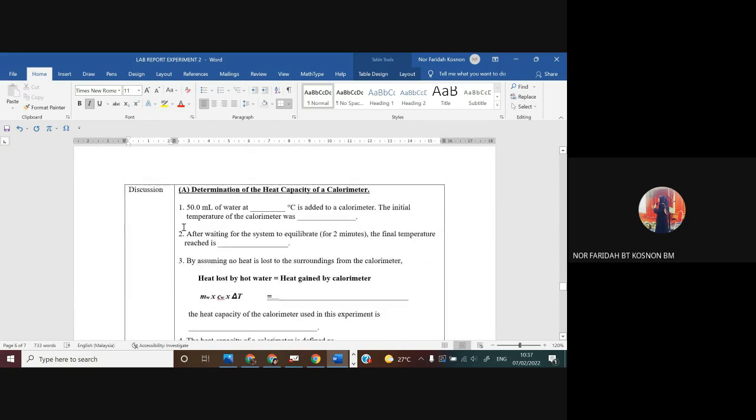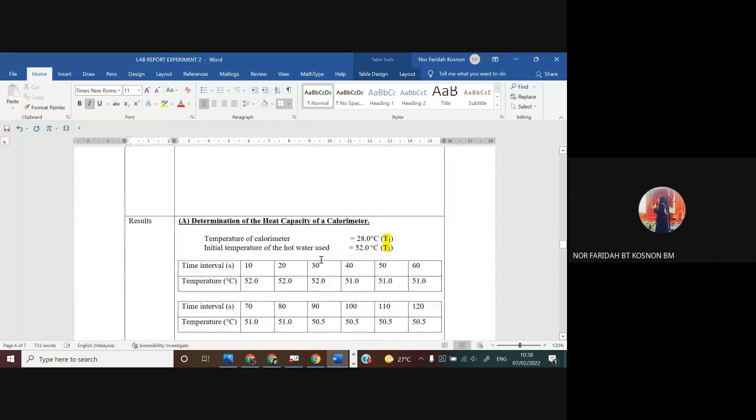Okay, discussion saya dah sediakan yang ni. So saya rasa tak sama dengan discussion yang mungkin kelas lain dapat. Saya memang buat macam ni. So maksudnya you have to refer to the experiment tu sendiri. Contoh, 50.0 ml of water at berapa degree Celsius is added to a calorimeter. Maksudnya ini adalah merujuk kepada initial temperature of the hot water. Okay, and then the initial temperature of the calorimeter was berapa? Kena tengok data di atas.